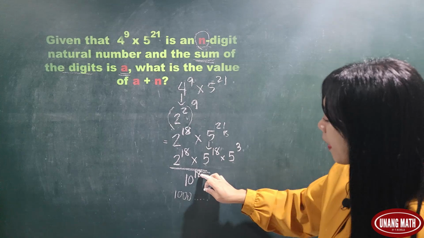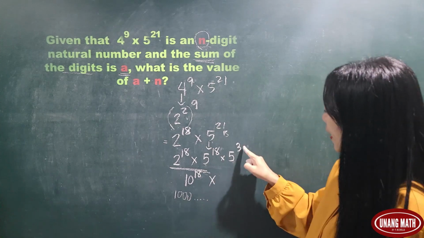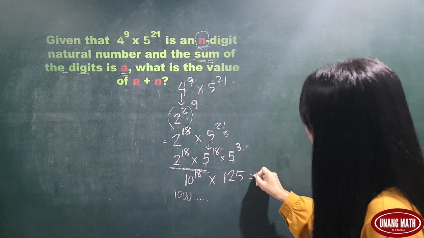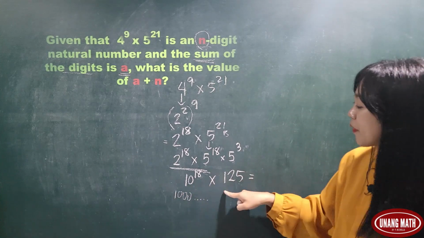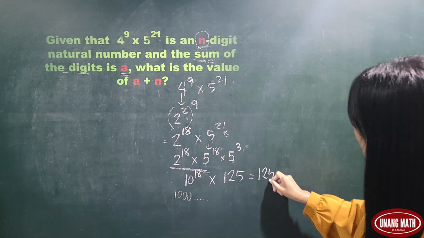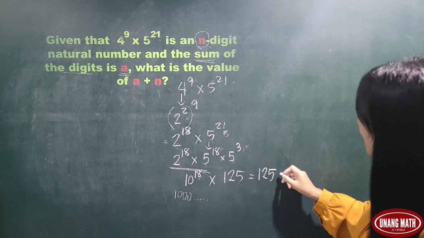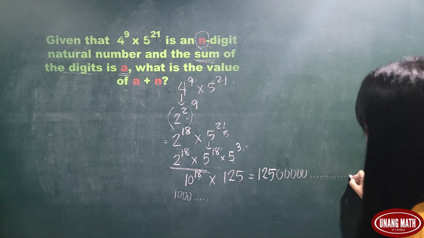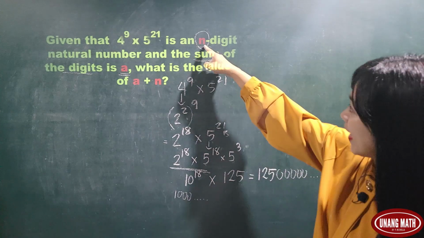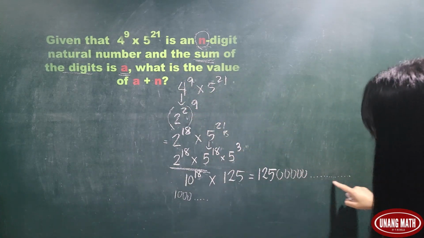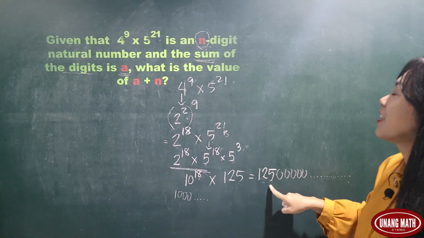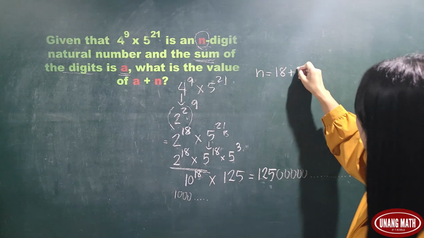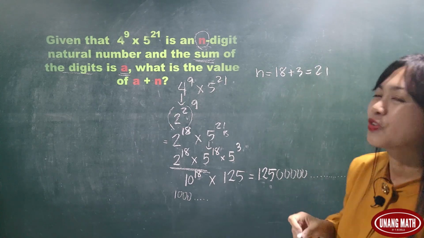So 10 raised to the power of 18 times 5 raised to the power of 3, which is 125. If we multiply these numbers, that means 125 and then 18 zeros. So 1, 2, 3, 4, 5. So this 18 zeros. So the n-digit natural number has 18 plus 3 digits. So it's 21. So n is 18 plus 3, which is equal to 21.